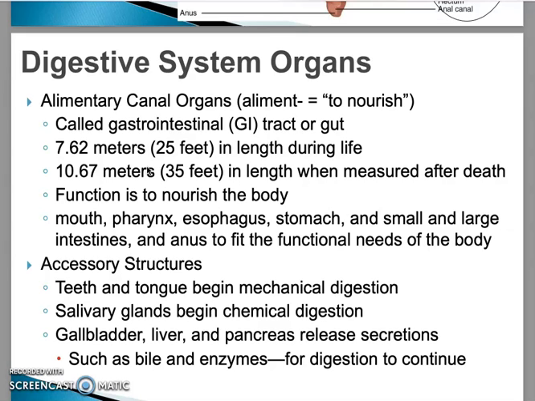So this is inclusive of your mouth, the pharynx, esophagus, our stomach, the small and large intestines, and the anus. So this all here is part of the alimentary canal. Our food will pass by the accessory structures of the teeth and tongue as part of mechanical digestion, salivary glands for chemical digestion, and then the gallbladder, liver, and pancreas will also release secretions. This will usually include bile and other enzymes, amylase and lipase, and these all help in the digestive process.